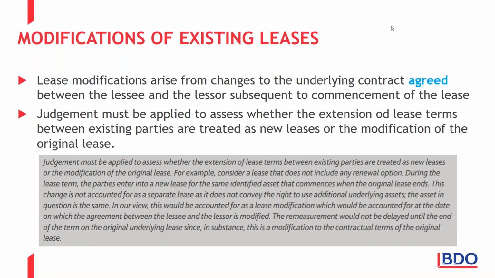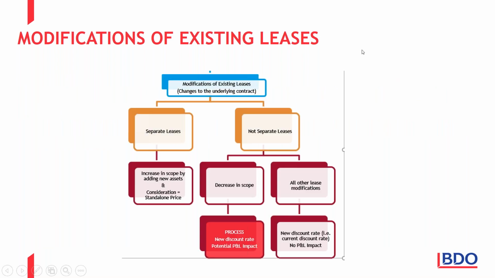And as you know, with leasing, we often talk about the difference between separate legal agreements and substance over form. And this is a good example of that, and I see it quite a bit in practice. So if we look at modifications of existing leases, where we agree new terms and conditions.